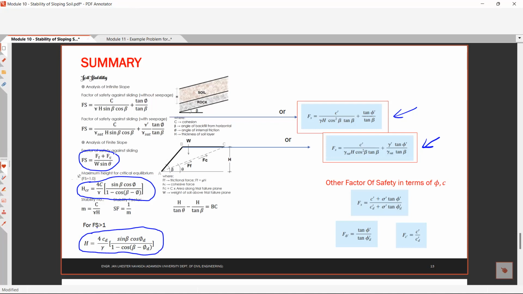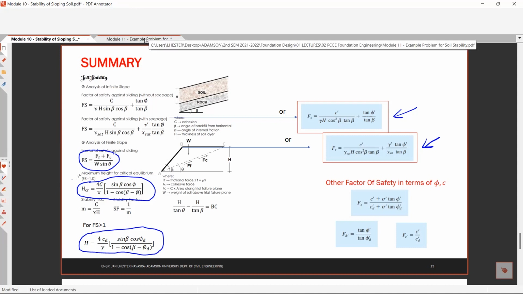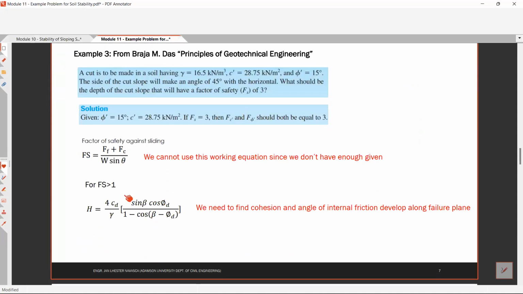Okay, so ano yung kulang natin dito sa equation na to? Okay, so yung kulang natin sa equation na yan, so let us get that equation. Yan. So we need to find the cohesion and angle of internal friction developed along the failure plane. So we need to find C sub D and phi sub D. Okay? Kailangan pa nating hanapin yan. So how to get C sub D, phi sub D?